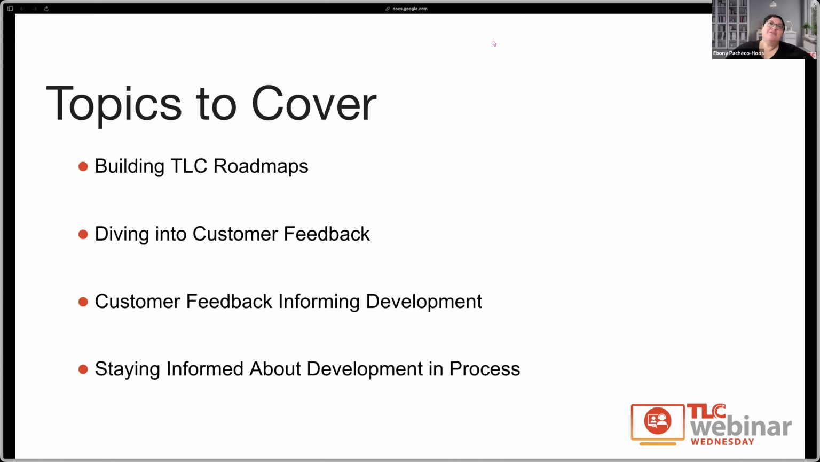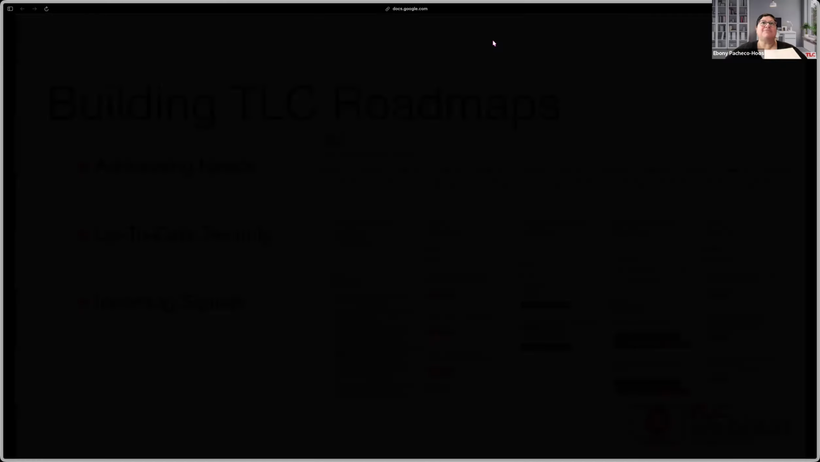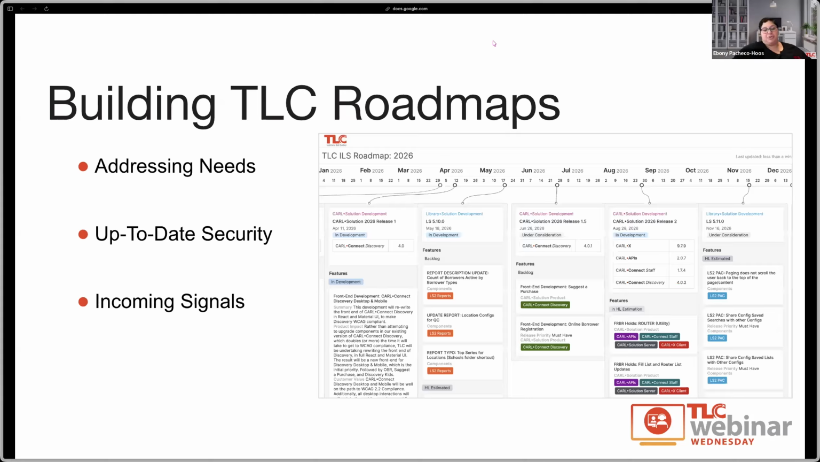When we get through building roadmaps, we're going to dive into what customer feedback looks like and where it comes from, and then how we utilize that to inform development. And then finally, we're going to cover how our customers can stay informed about the development process overall and what the status of their idea is as it moves through the development process. So we're going to get started right away, and we're going to first talk about building TLC roadmaps.